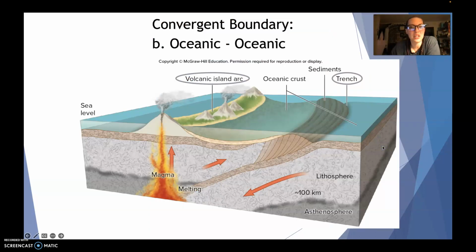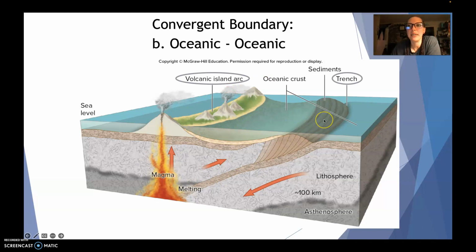Next up, we have oceanic to oceanic. So we have two oceanic plates smooshing into each other. Here we can see a volcanic island arc, which is quite fascinating. We see similar sort of features with like the trench and the sediments kind of smashing together, forming these folds, active magma being pushed up, forming those volcanoes.